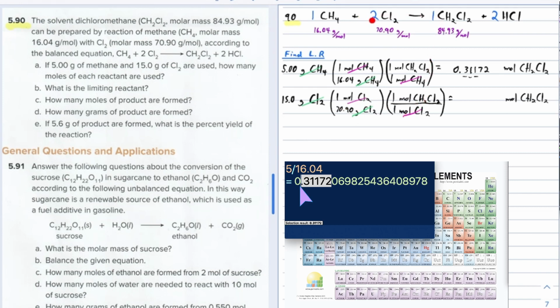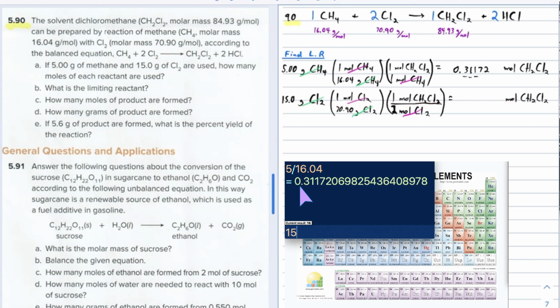Oh, I see a typo here. This is a 2-to-1 ratio. I've got to change that to a 2. So let me do that. Glad I didn't do the calculation yet. So you can see that the units are working out. We're going to get moles of product again. Let's punch in the calculation.